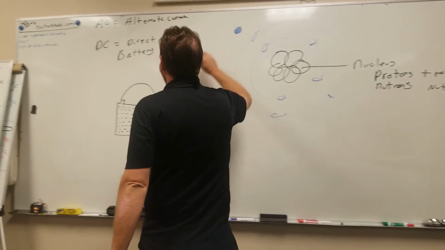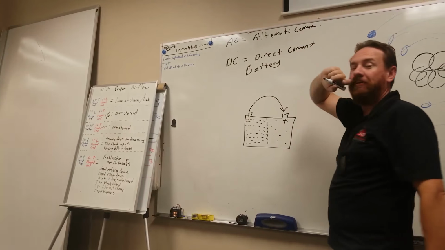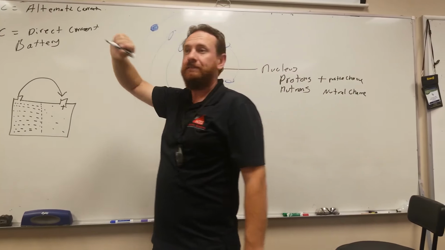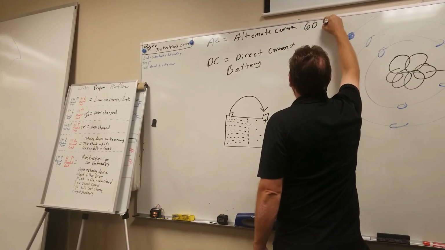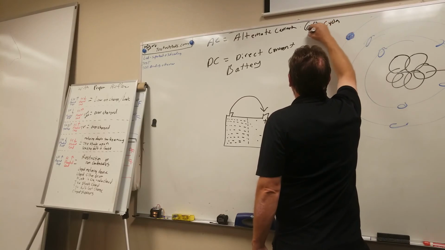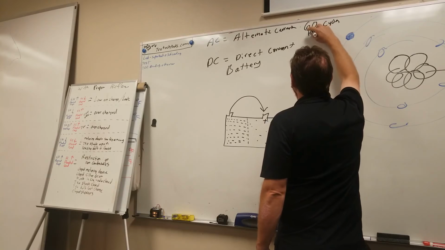Now, how fast does it change between positive and negative here in the U.S.? Anybody know? 60 times per second, or cycles, also known as Hz, hertz.